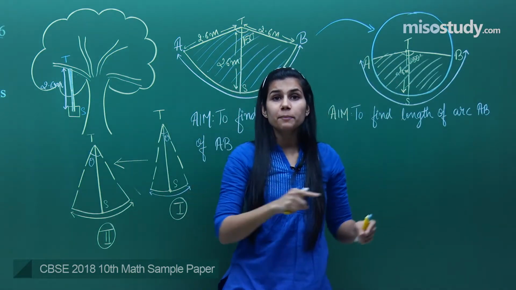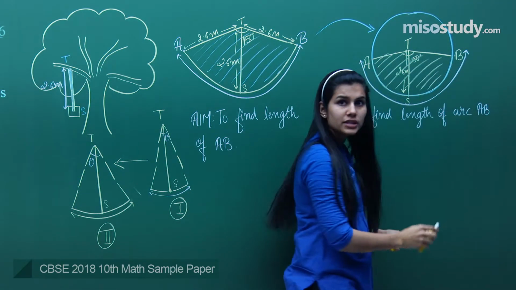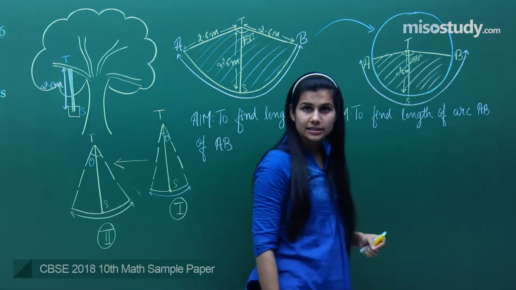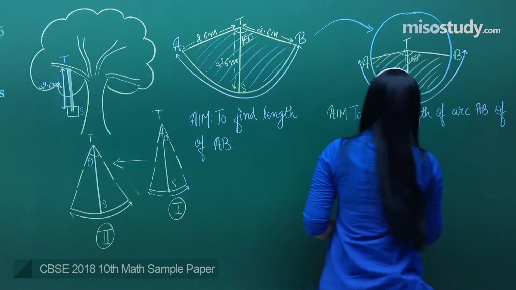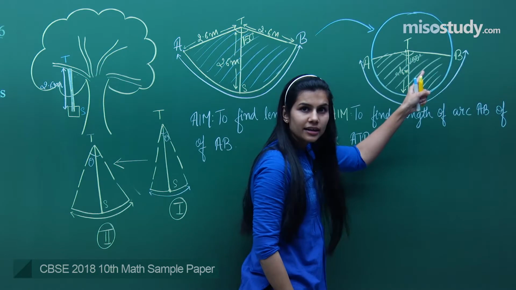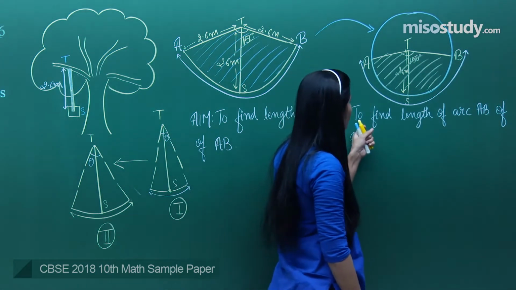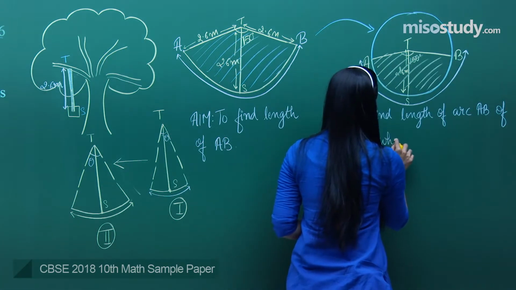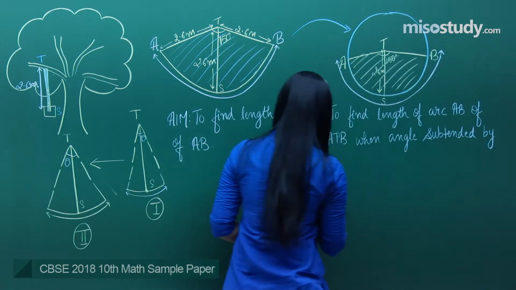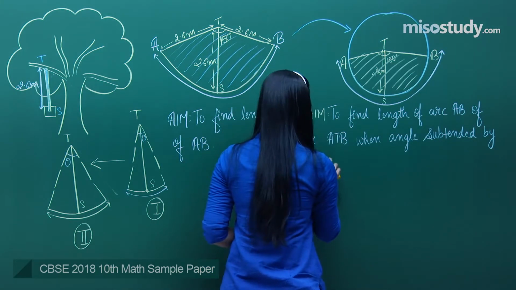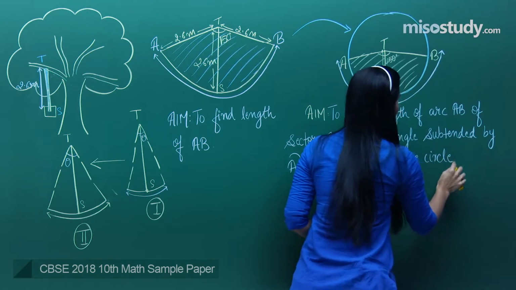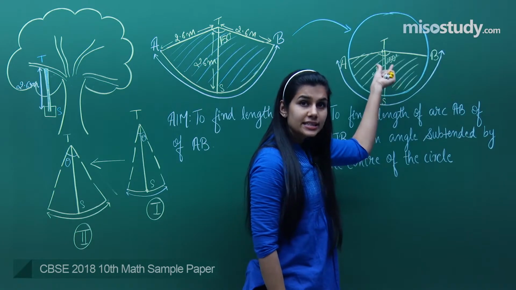Now it's an arc. It is one portion of the entire boundary of the circle. This is one particular portion of the entire boundary of the circle. So now AB has become an arc. In fact, this is the arc which is bringing the sector ATB into existence. So I have to find the length of arc AB of the sector ATB. This sector ATB has arc AB and it has the angle ATB. So to find the length of arc AB of sector ATB when the angle subtended by the arc AB at the center of the circle is 150 degrees.